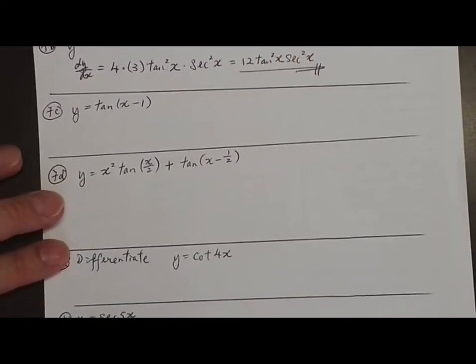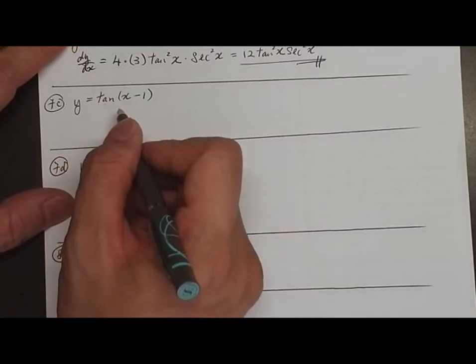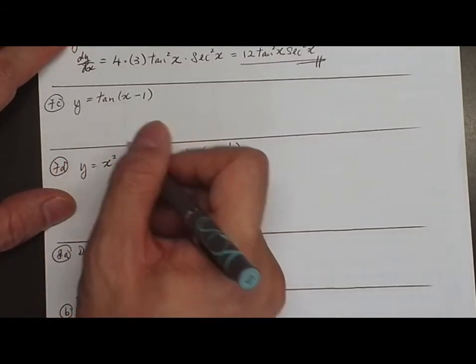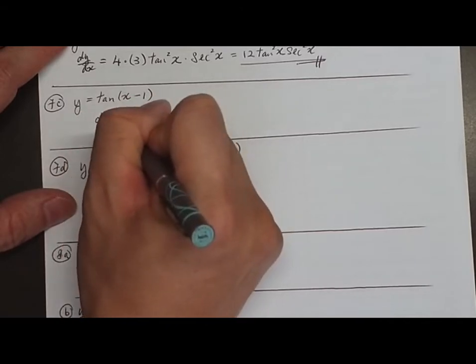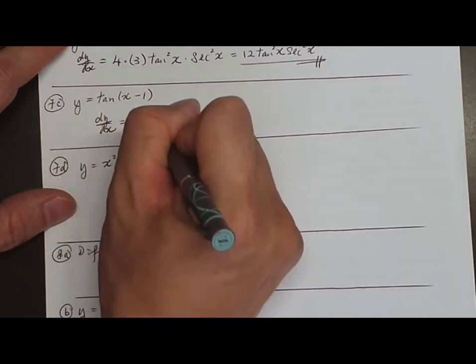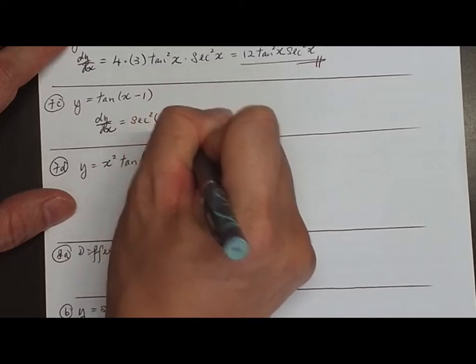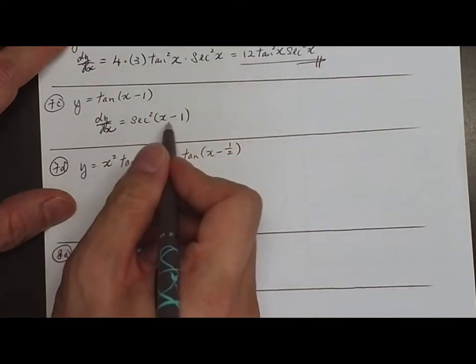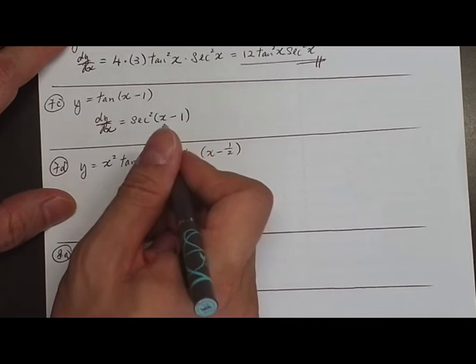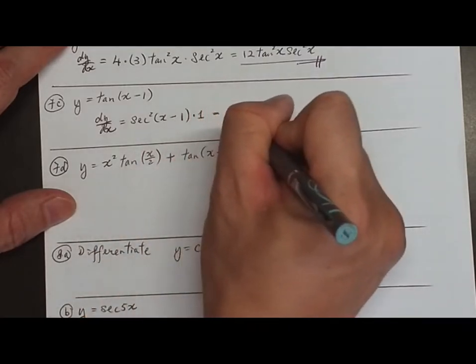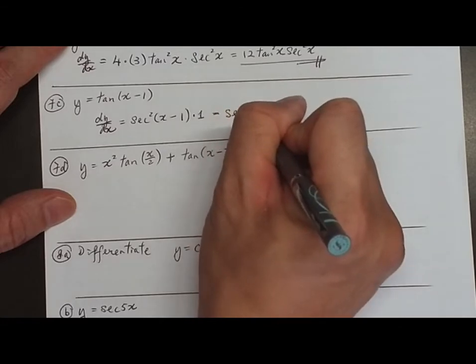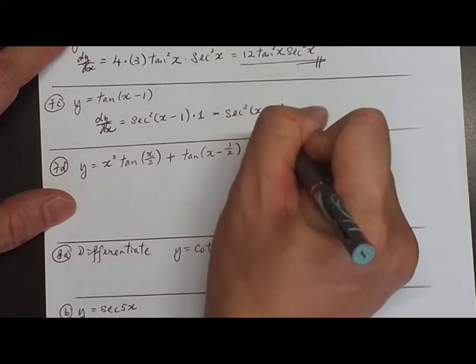Question 7c. If y equals tangent of x minus 1, dy by dx is equal to secant squared of x minus 1, and we have to differentiate x minus 1, which is equal to 1, so it's multiplied by 1, so it is equal to secant squared of x minus 1.